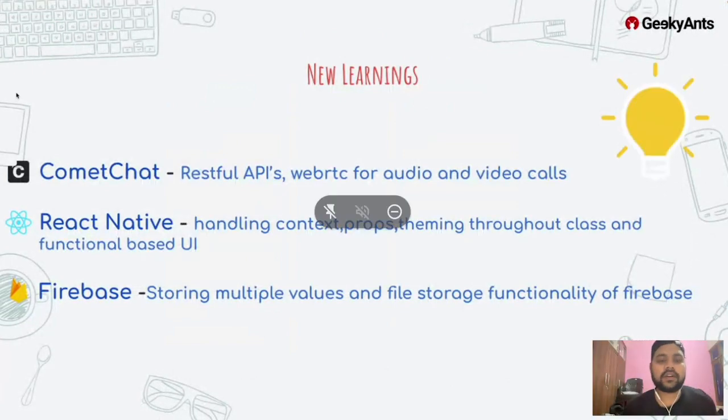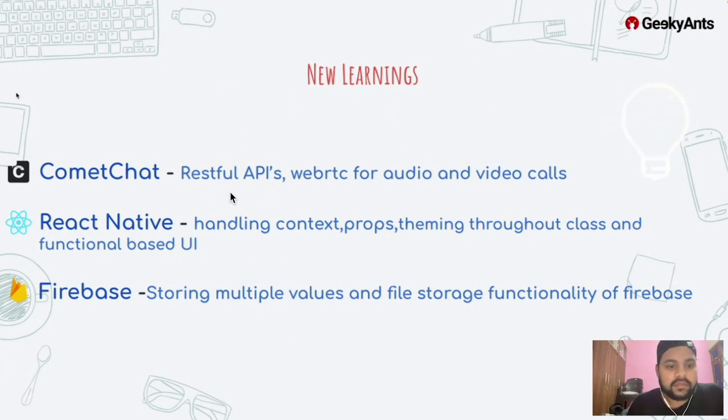Okay, so what are the learnings? We have learned a lot of things from that project. First, we had a chance to work with CometChat. CometChat is a very new thing for us, and like I said earlier, CometChat provides us an API. We have many more APIs, like WebRTC for audio and video calls. We have explored it well, and RESTful APIs like I said. The UI kit is very helpful for us. It saves our time actually.